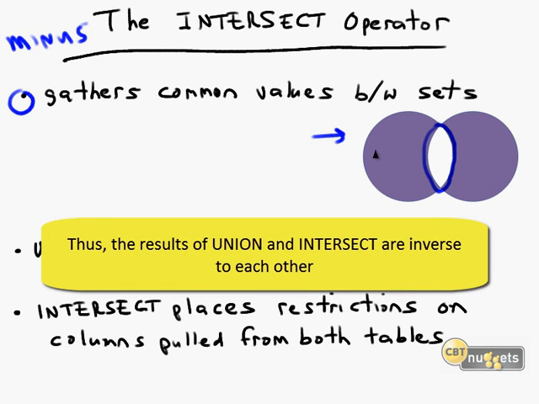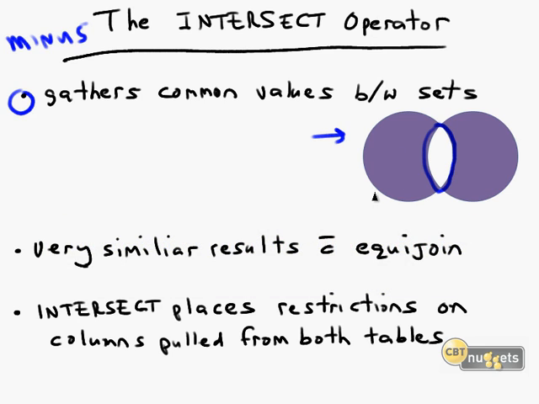Now, of course, you're probably thinking to yourself, isn't that exactly what happens with an equijoin, or also called an inner join? And the answer is yes. So your next question would be, why would you use intersect versus an inner join? Well, intersect is going to place restrictions on columns pulled from both tables. The biggest or kernel difference between the intersect operation and an inner join is that intersect is operating on every column indicated in each one of those queries.